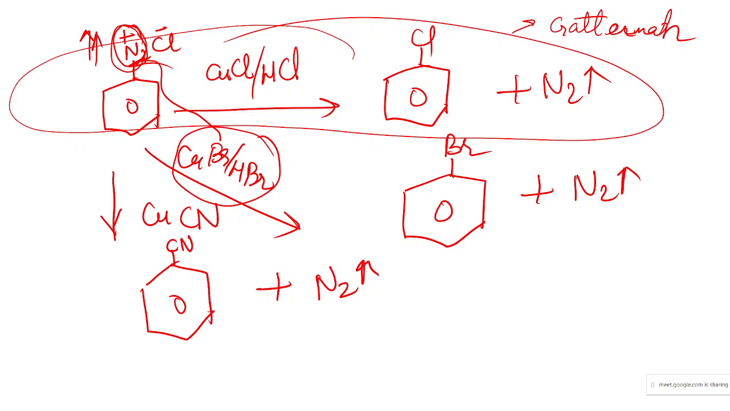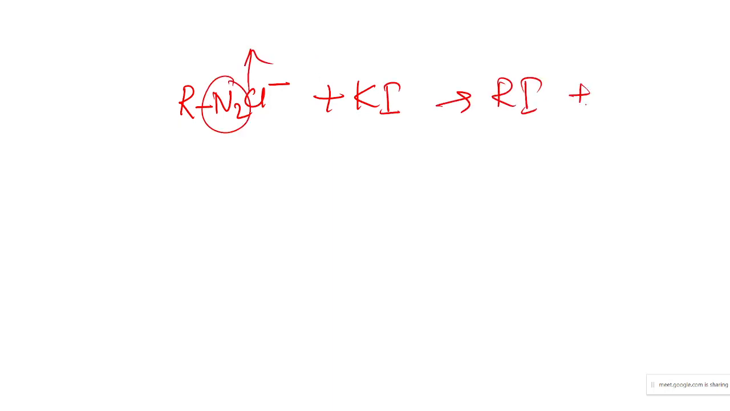Similarly, there are different types of reactions where they are reacted with potassium iodide. Suppose I'm writing only R, N2Cl negative. If you react this with KI, then what will happen? This N2 will again go out, and you will get your RI plus N2, which goes out. And this K and this Cl you can write together as KCl. In this way, you can write it here.